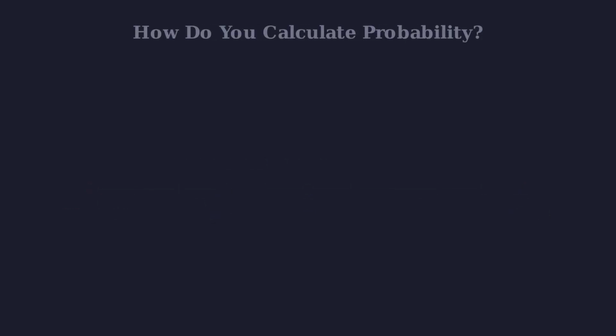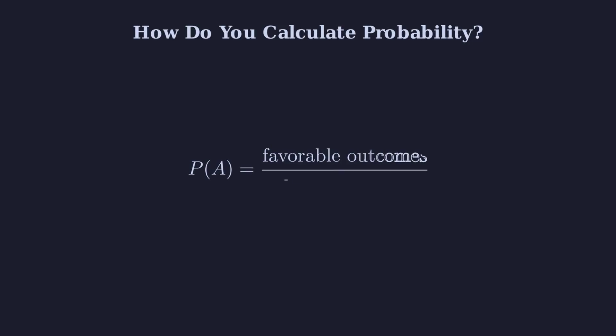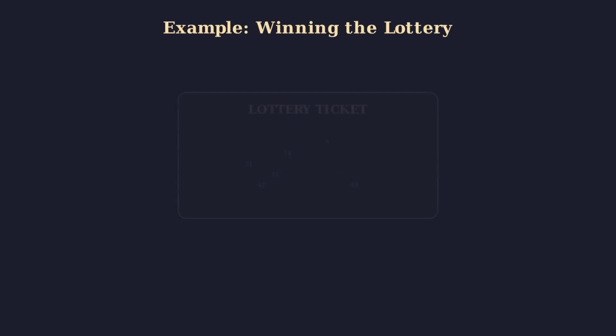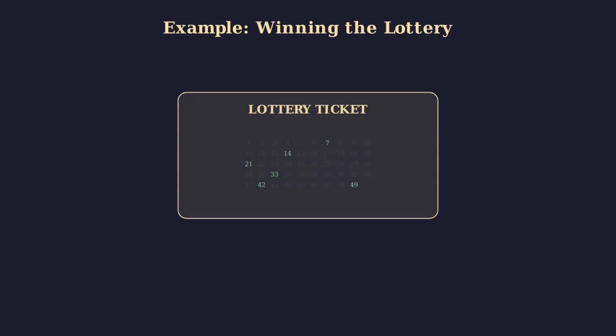The simplest way to calculate a probability is to count. You take the number of outcomes you care about and divide by the total number of possible outcomes. P of A equals the number of favorable outcomes divided by the total number of outcomes. For example, what is the probability that you win the lottery? In a typical lottery, you pick 6 numbers out of 49. There is exactly 1 winning combination out of nearly 14 million possible combinations.